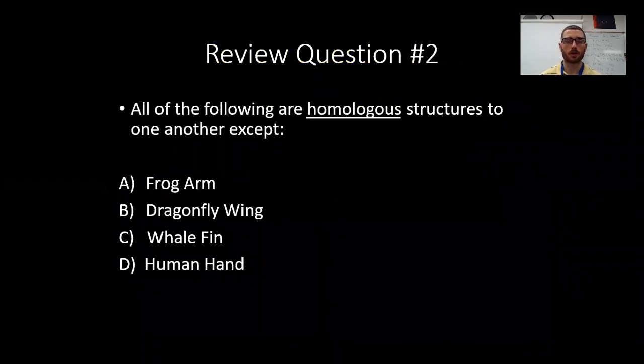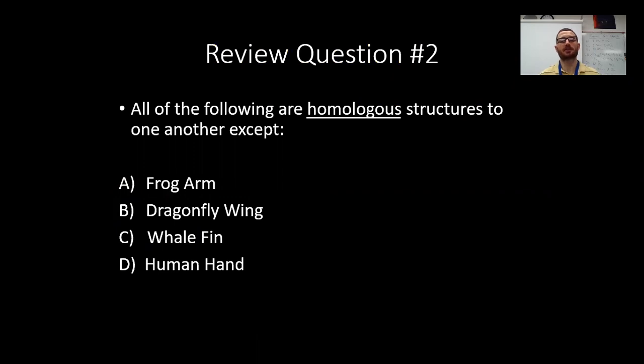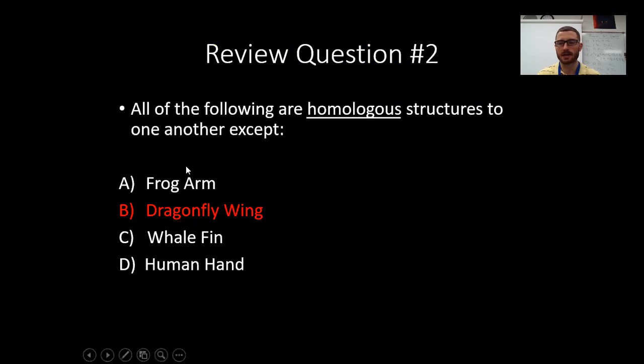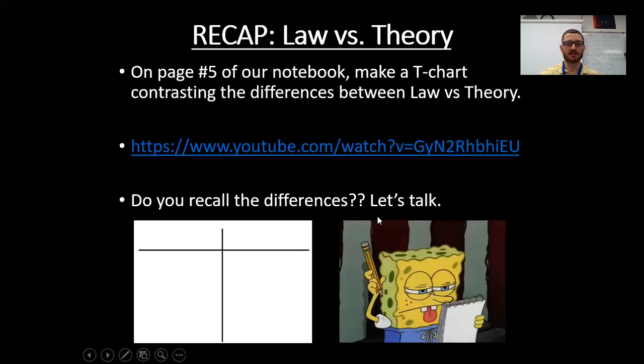All of the following are homologous structures to one another. This is a little trickier, a little tougher question. They are homologous structures to one another except which? A, frog arm, B, dragonfly wing, C, whale fin, or D, human hand. So which one is not the homologous structure? It's going to be B, dragonfly wing, because the dragonfly does not share a common ancestor with frogs, whales, and humans, whose limbs have bones. The wing does not in this case.